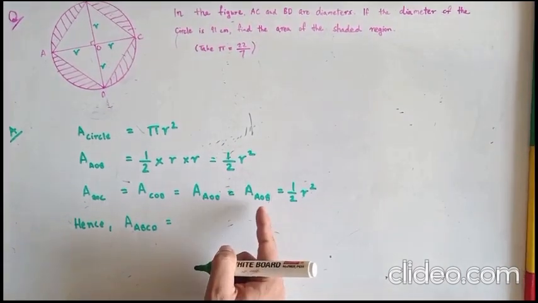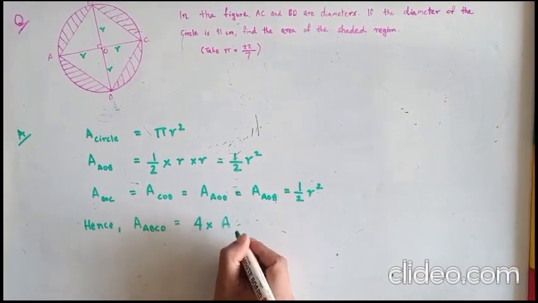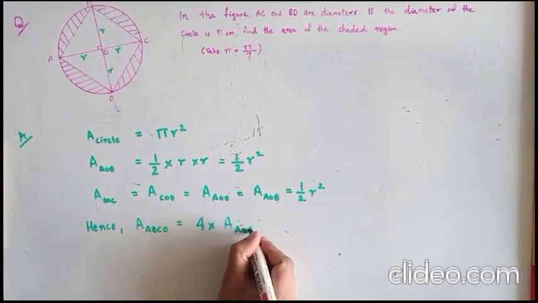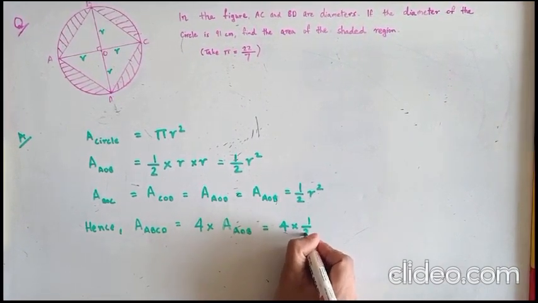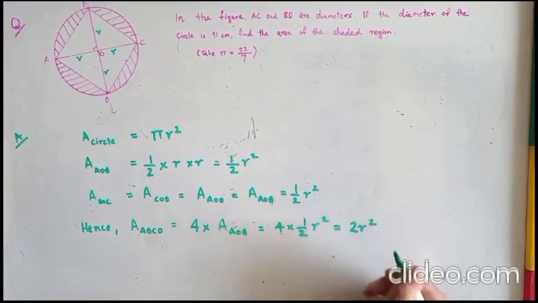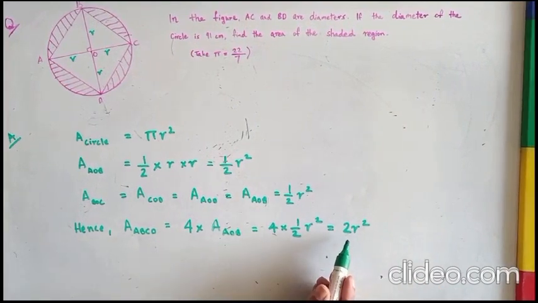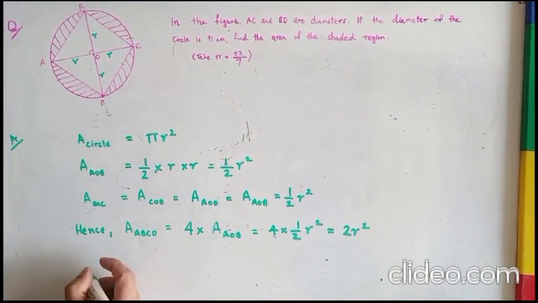But since they have the same area as triangle AOB, we can write it as 4 into the area of the triangle AOB, which is 4 into half r squared, which is nothing but 2r squared. Simple. That is the area of this square ABCD.